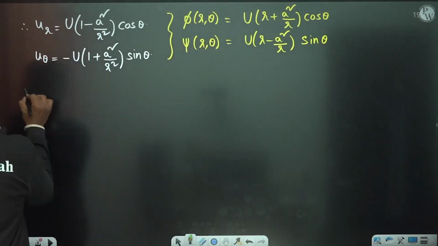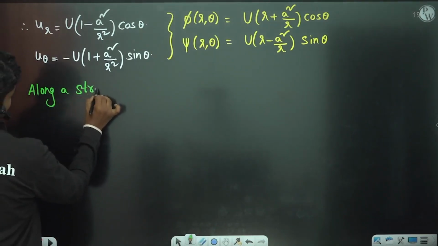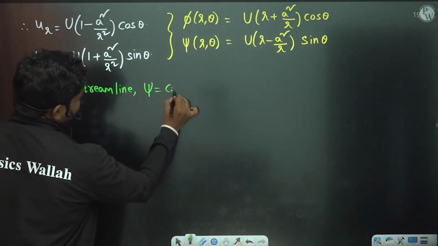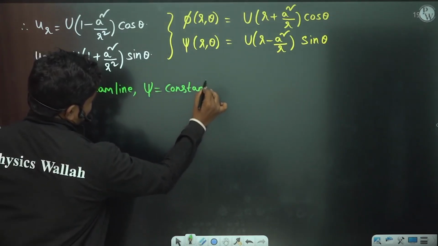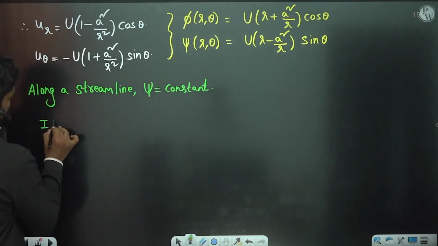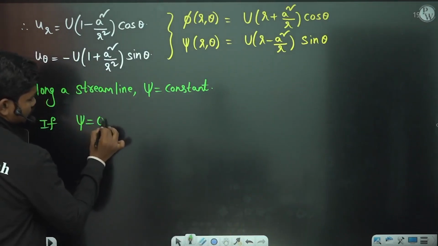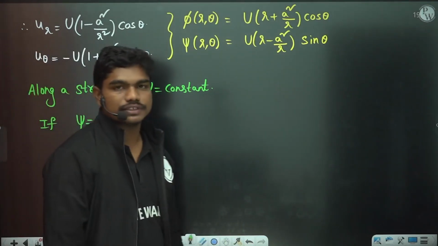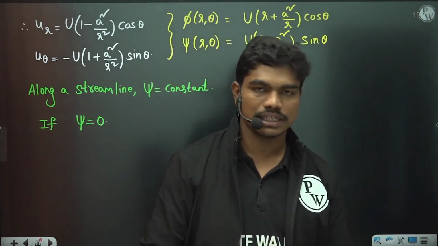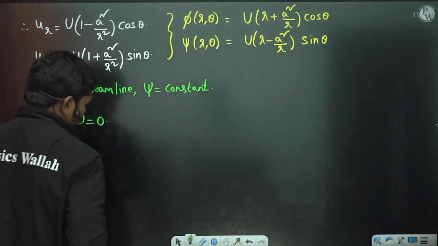Now let us see, if we know along a streamline, psi is equal to constant. For example, if you take this expression, psi is equal to 0. So what's the meaning of psi equal to 0 physically? There is no value of the stream function, so definitely there is no velocity of the particles in that particular streamline.